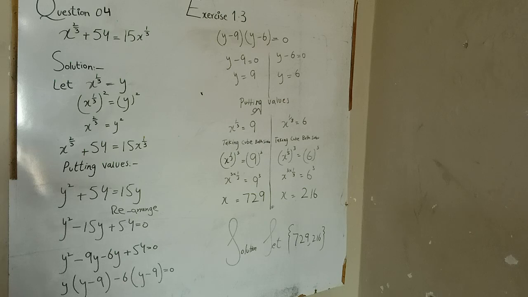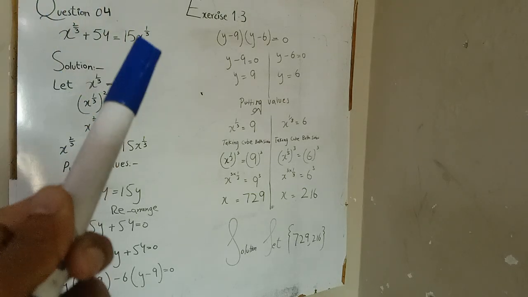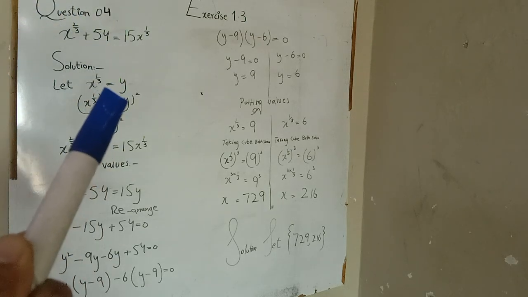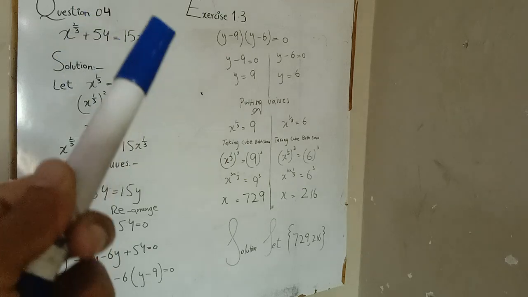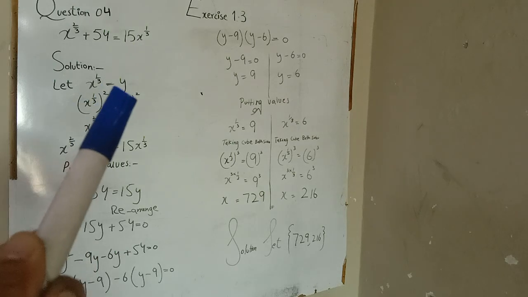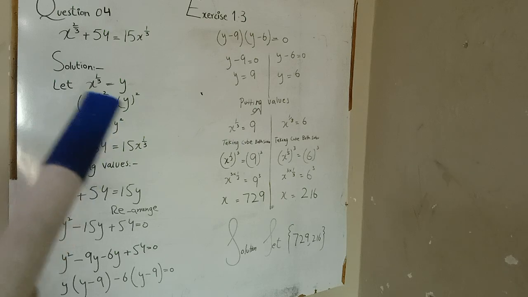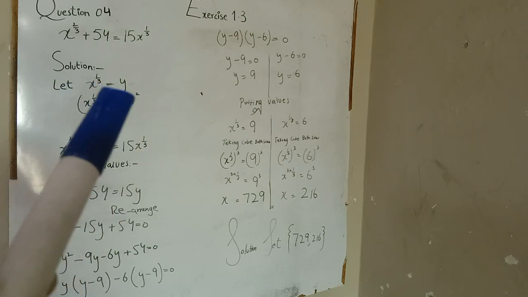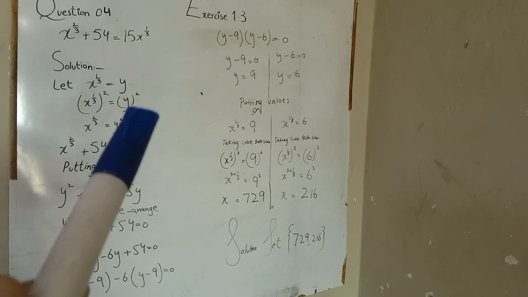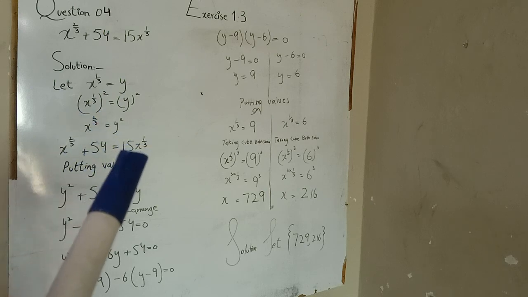Solution. First of all, we let the small value of x in the question be y. So x^(1/3) is equal to y. Taking both sides square: (x^(1/3))^2 is y squared, and 2 multiplied by 1/3, so x^(2/3) is equal to y squared.